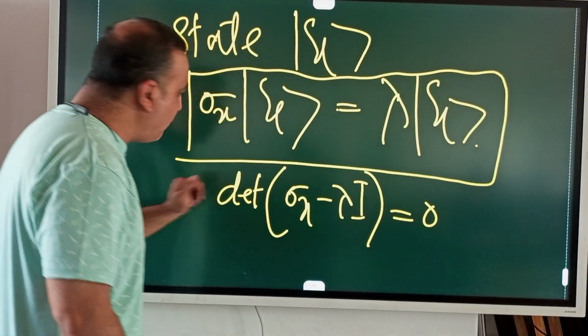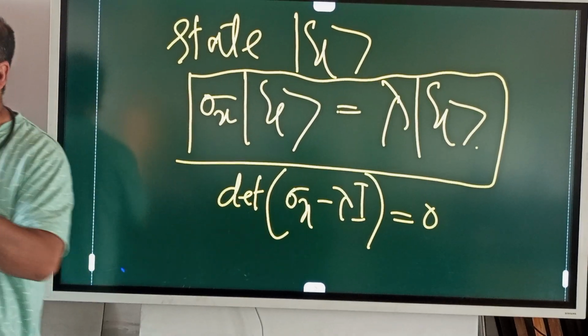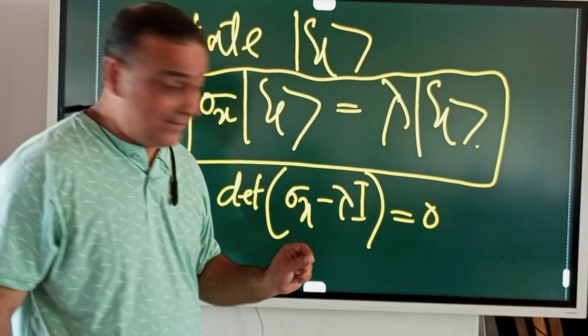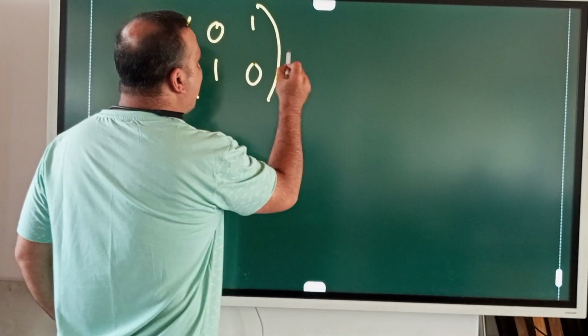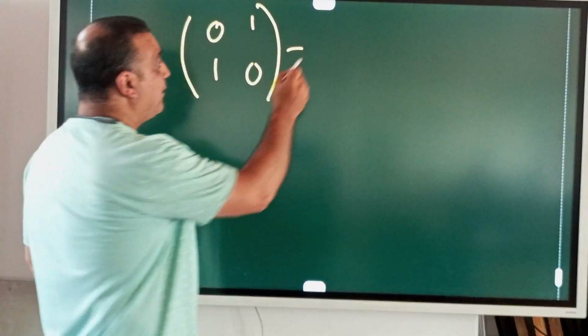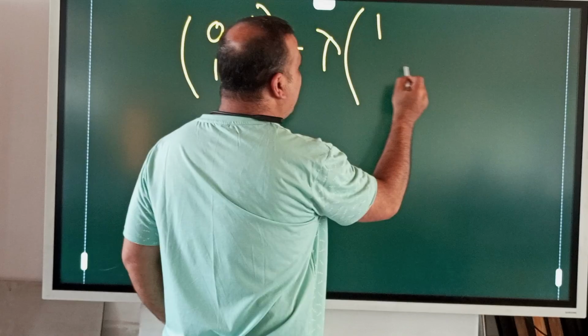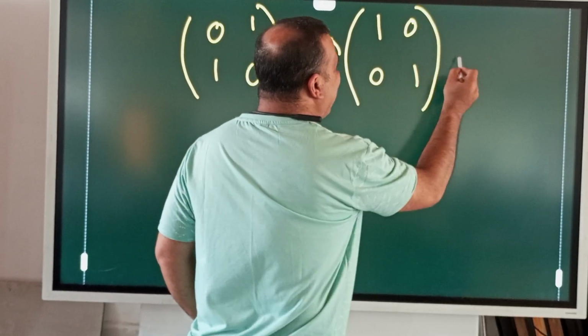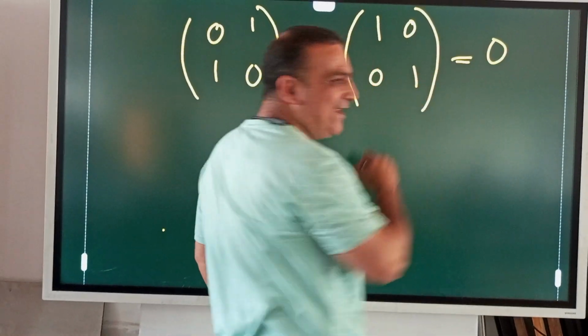Now let's solve this equation. I know what sigma x is. I have to calculate lambda. I want the eigenvalues for my problem. So let's proceed. I will have sigma x, which is 0, 1, 1, 0, minus lambda times the identity matrix, which is 1, 0, 0, 1, and this is equal to 0.